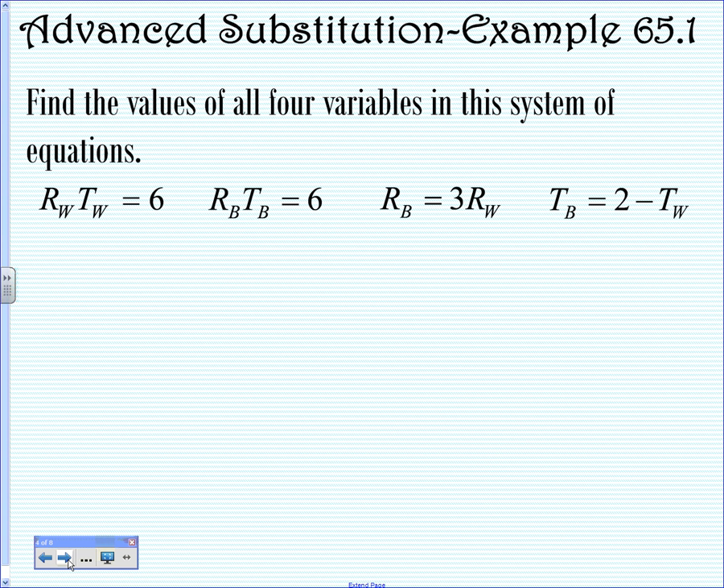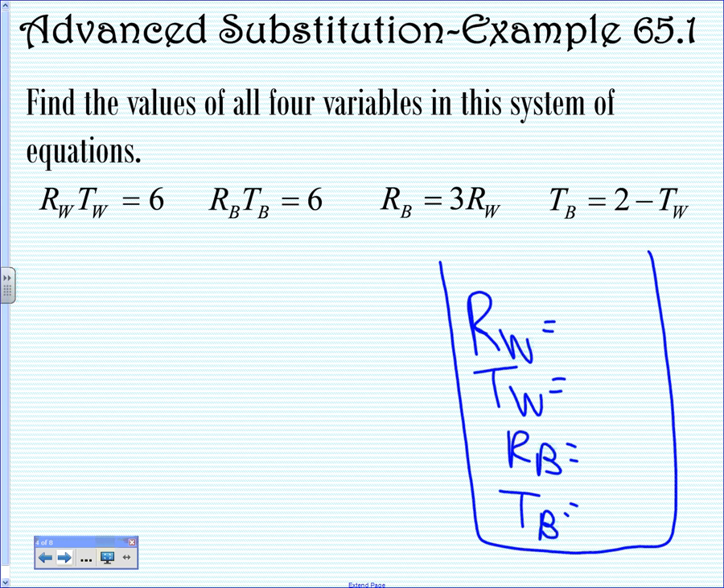So we want to find the value for all 4 of the variables. And they're going to do them in a line like that in your book. They're going to give you 4 equations and you have 4 unknowns. What are our 4 variables? RW, RB, and TB. So our answer will be finished when we have the answer for all 4 of those.